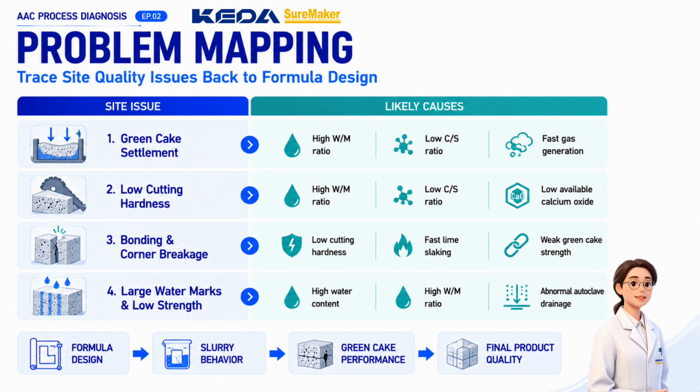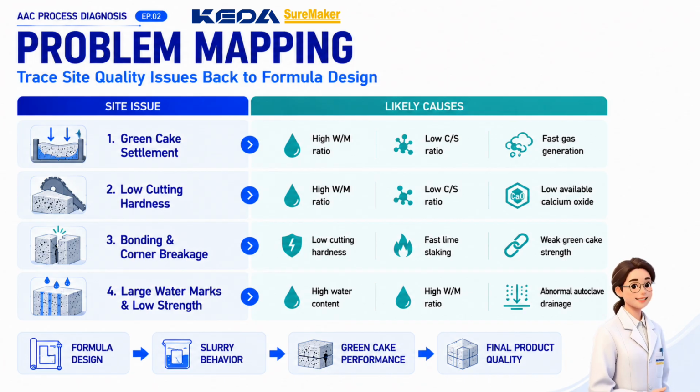When problems occur on site, we can try to trace the observed phenomenon back to formula design. If green cake settlement appears during pre-curing, it may be caused by a high water-to-material ratio, which leads to slow thickening and hardening. It may also be caused by a low calcium to silicon ratio, which slows hydration and hydrothermal reaction. Or it may be related to fine aluminum paste, which causes gas generation to occur too fast.